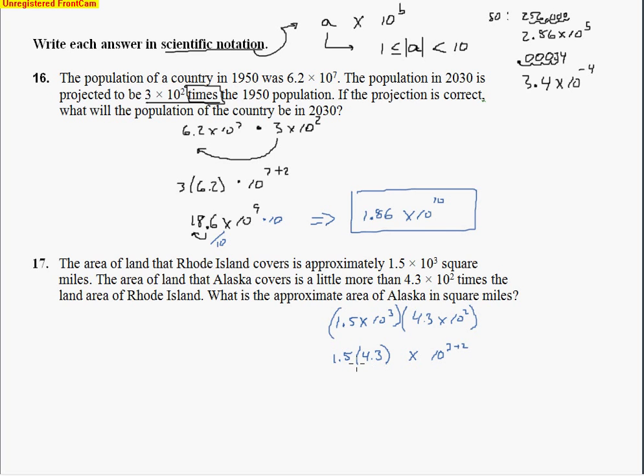And so when I multiply the two numbers here, I end up getting just 6.45. So I don't need to modify that number at all. And I just add up the exponents, so 10 to the 5th. That is the answer. So that is in square miles, miles squared.